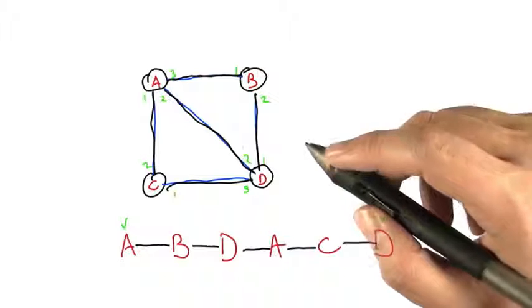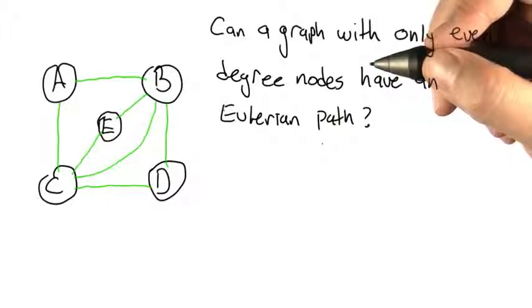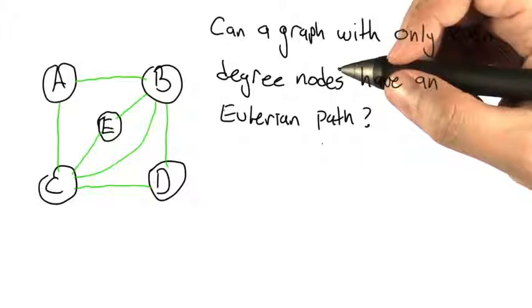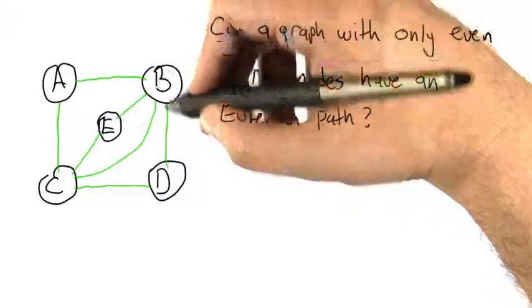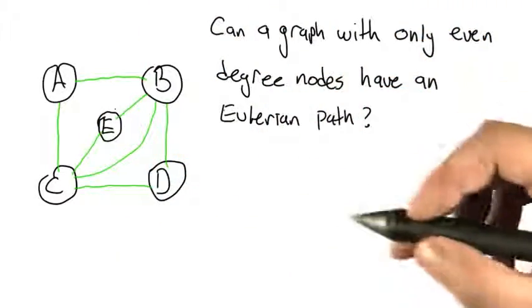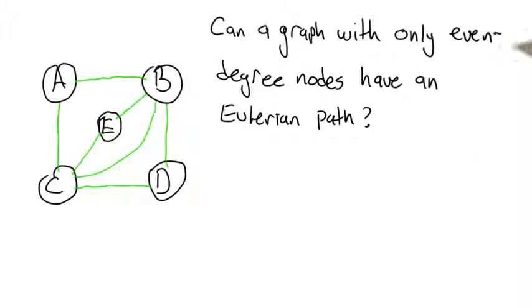What if all of the nodes in the graph are even degree? Let's take a quick look at a special case here. Here's a graph with 5 nodes, and the degree of all the nodes is even: 2, 4, 2, 4, and 2. Can a graph like this with only even degree nodes have an Eulerian path?